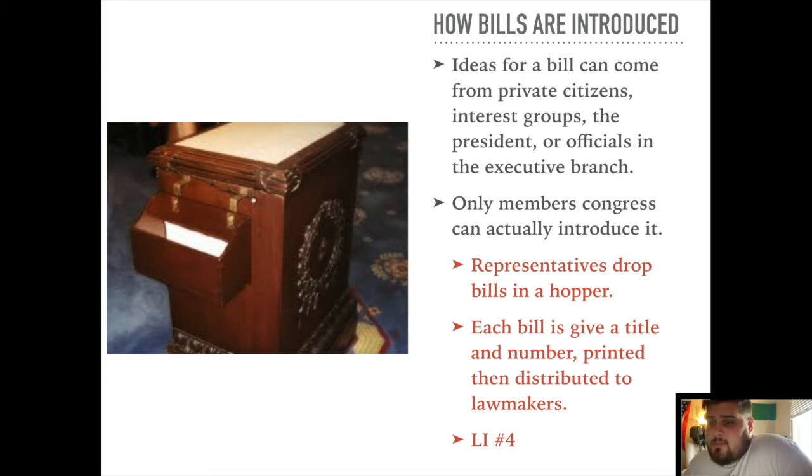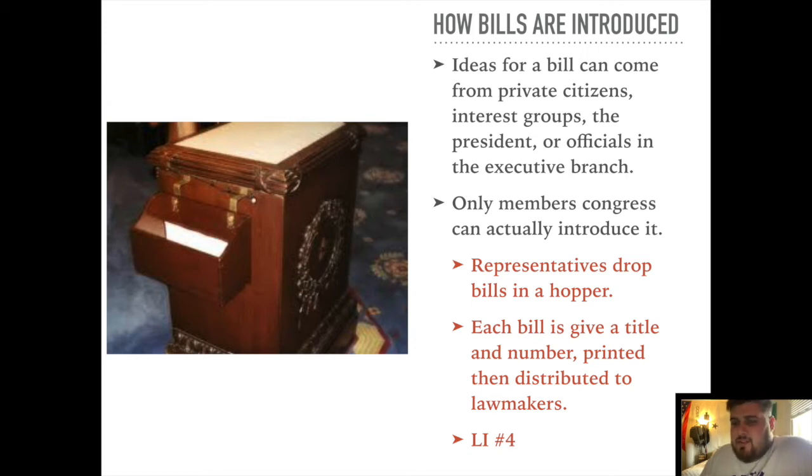So let's say you're a special interest group. If you watched Tiger King, Big Cat Rescue, helping out tigers, that is a special interest group. So they could be talking more about the conservation of animals when they introduce the bill. Only members of Congress can actually truly introduce it, though. But these private citizens and interest groups can come in and let their feelings be expressed, and hopefully have the lawmakers side with them and then actually make it happen. But only the actual members of Congress can introduce the bill.